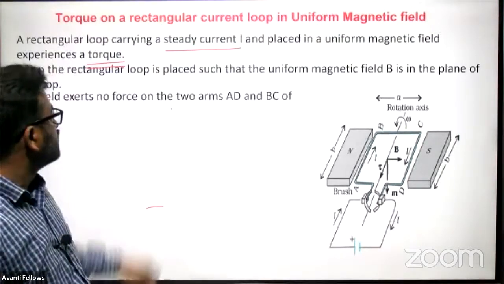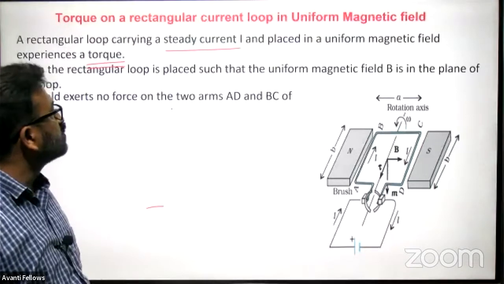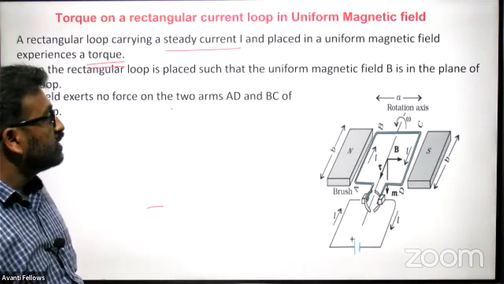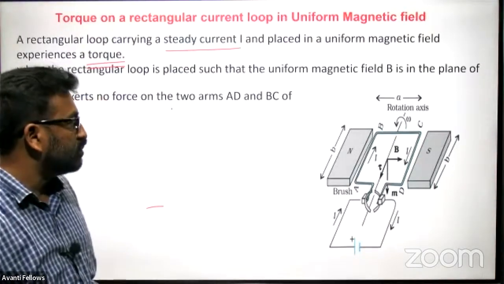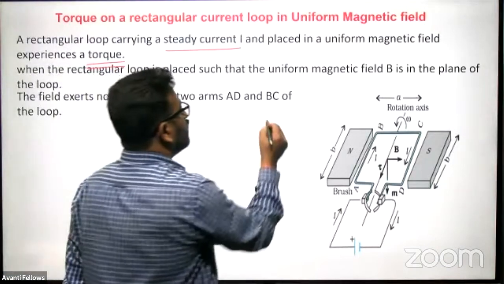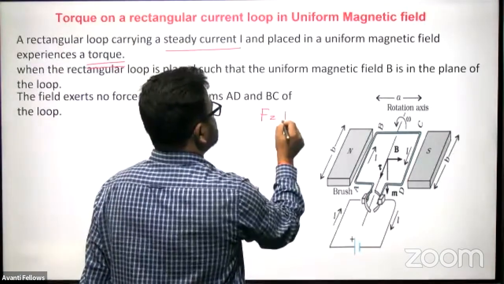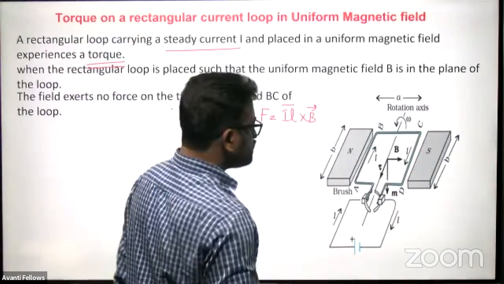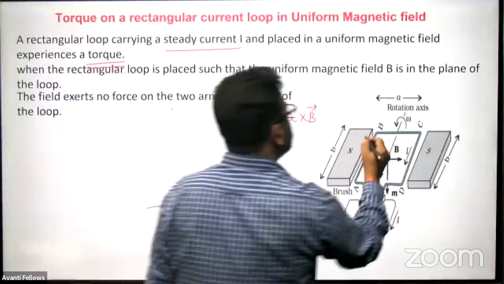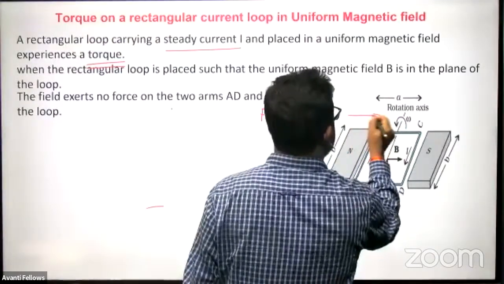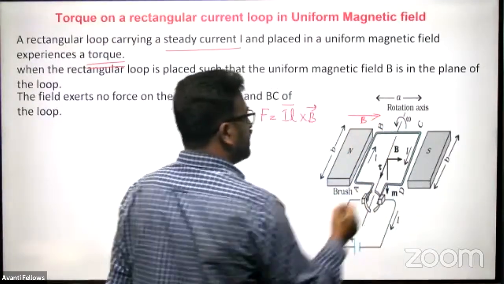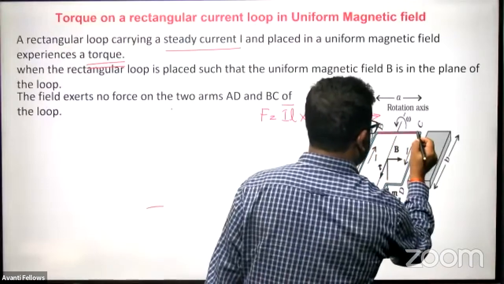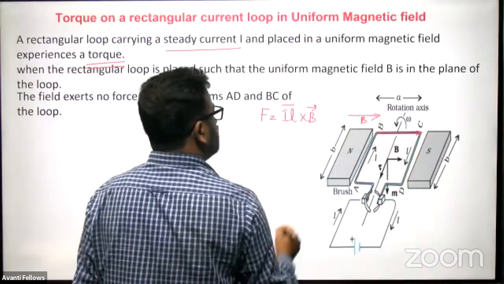The field exerts no force on the two arms AD and BC of the loop. The reason is F equals IL cross B. The magnetic field direction is from north to south. This is the direction of the magnetic field. Here, the direction of current is like this.